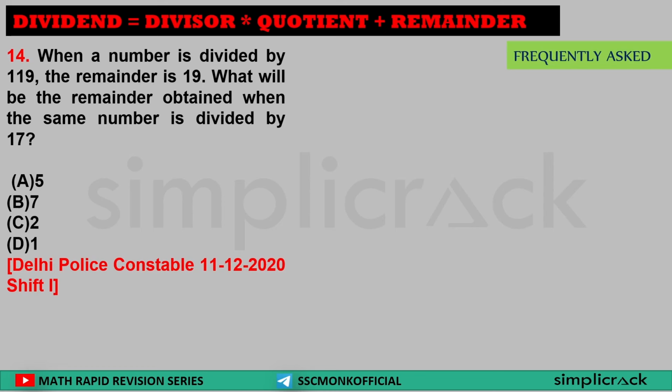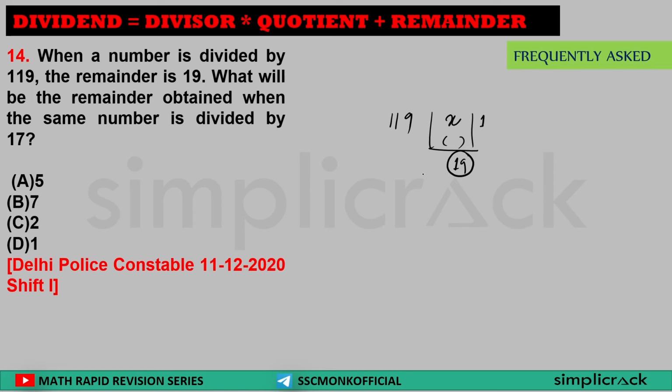So what it is saying, when a number is divided by 119, the remainder is 19. What will be the remainder obtained when the same number is divided by 17? So let's say a number is x. Now if it is divided by 119, let's say 119 into 1 is equal to something, and I am getting 19 as the remainder. Right?